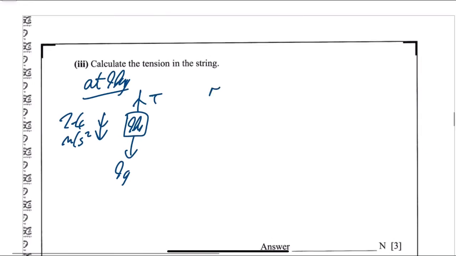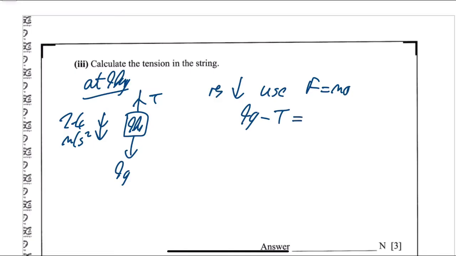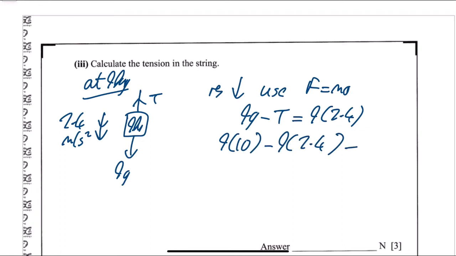So we're just going to resolve downwards using F equals ma. My force down is 9g. Going against that is T. And that is equal to my mass, which is 9 times 2.4. A wee bit of rearranging: that's 9 times 10, was my 9g, then minus 9 times 2.4 equals your T. So your T works out to be 68.4 newtons.